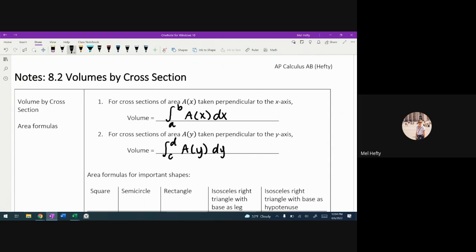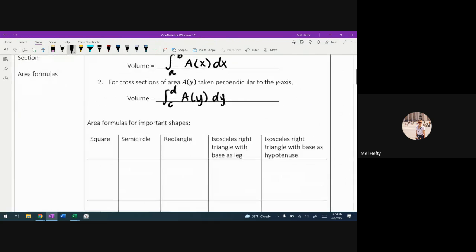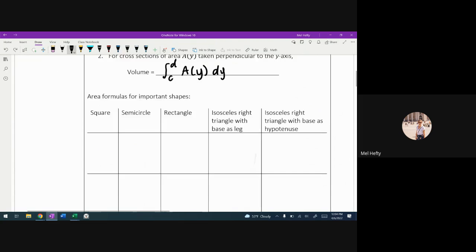So I'm going to tell you about some of the shapes that I'm going to use. I will say like 90% of the time on the AP test, your cross-section is probably going to be a square or a semicircle. Like 9% of the time it's going to be a rectangle, and that last 1%, it can be anything. One year I said it was always going to be a square or a semicircle, and then it was an isosceles right triangle with bases to legs. So I don't say always anymore.